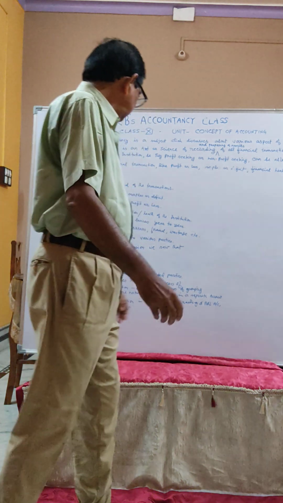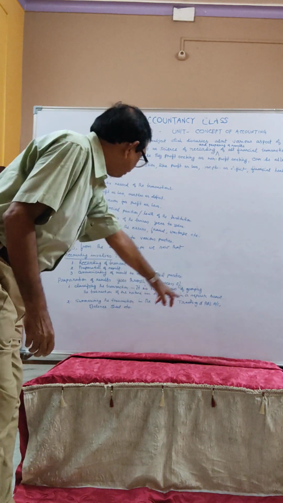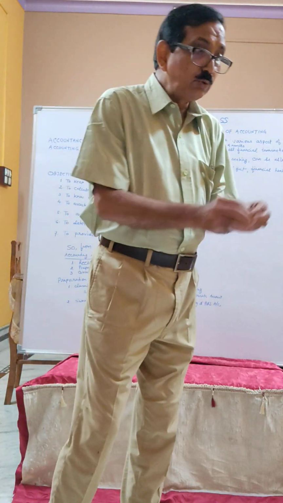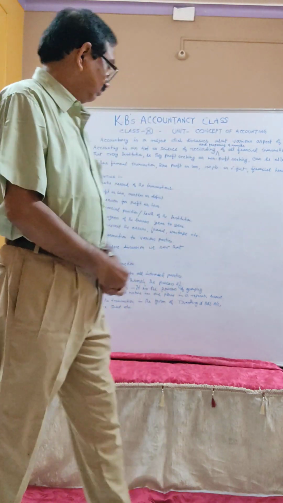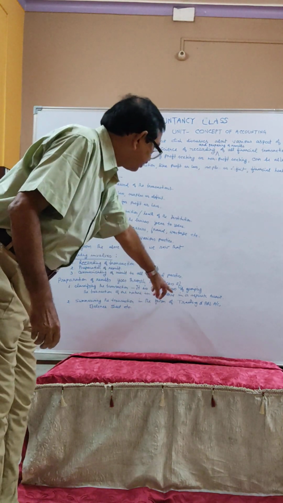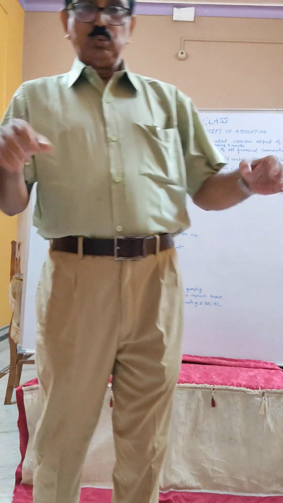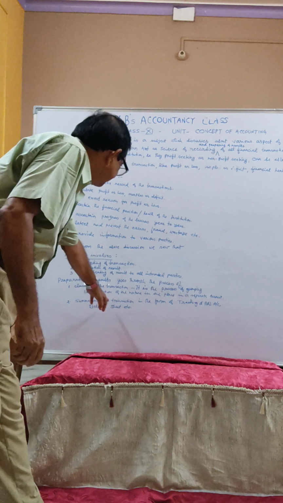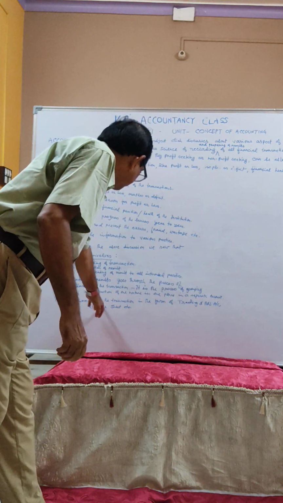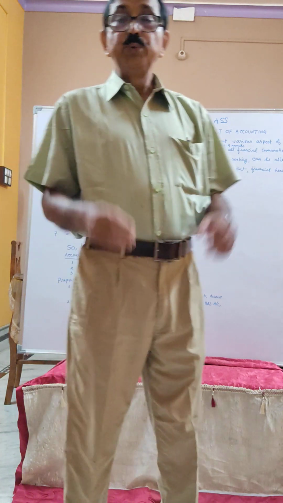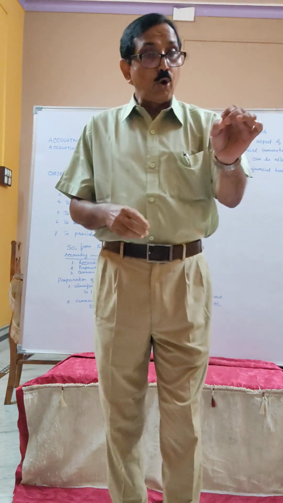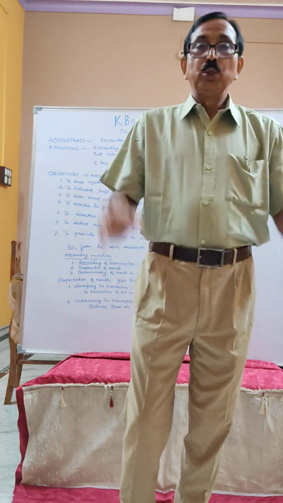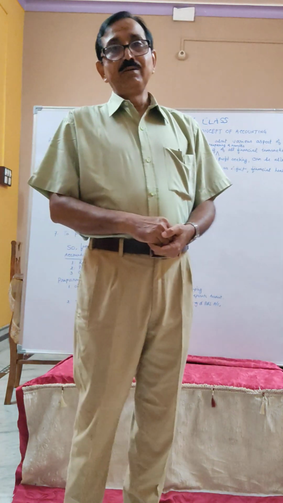What is classification? Classification means the process of grouping the transactions of one nature. There are so many transactions. We have to put the transactions of the same nature in one place in a separate account. We will know later, it is called a ledger. And number two, summarizing the transactions in the form of trading and profit and loss account, balance sheet, etc. Summarize means we have to prepare the trading and profit and loss account in order to know profit or loss, and the balance sheet to know the financial health, the financial position of the business.